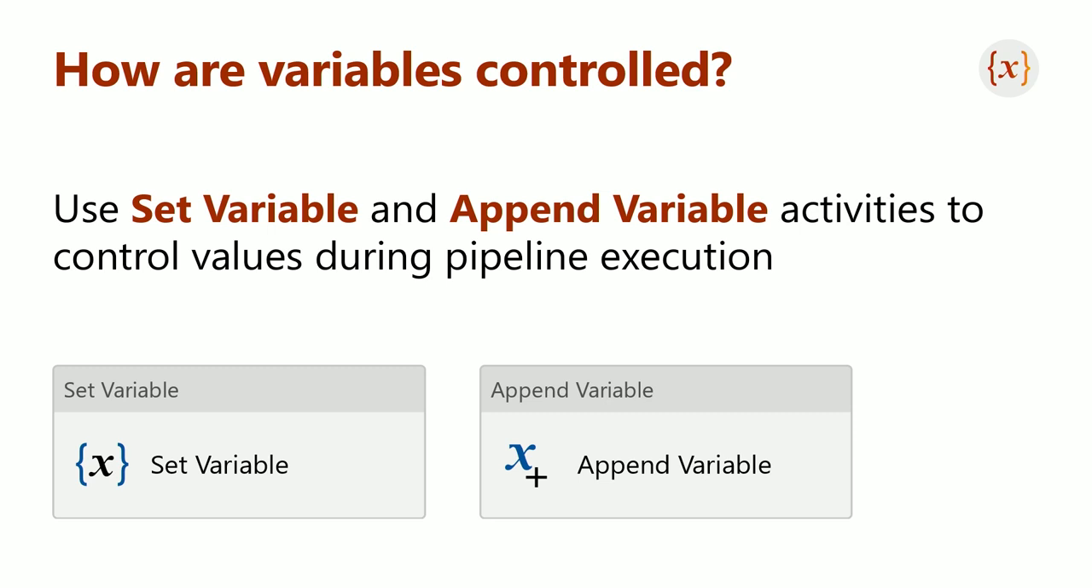So set is when you want to just set a value for a variable. Append is if you're working with an array or a collection, if you want to add something more onto that variable. So these are actual activities inside of your pipeline that you can use. Parameters, no activities for doing that, again, because it's static.